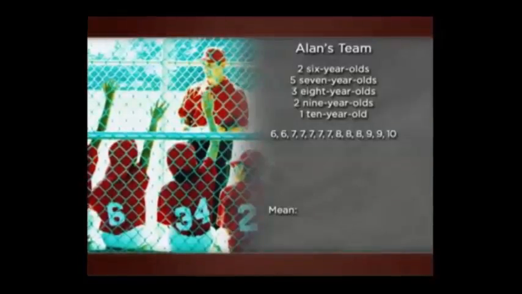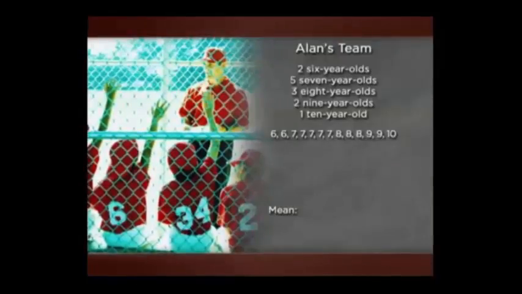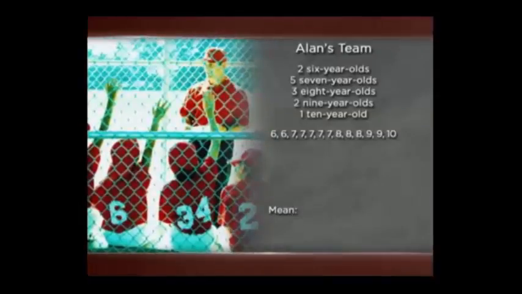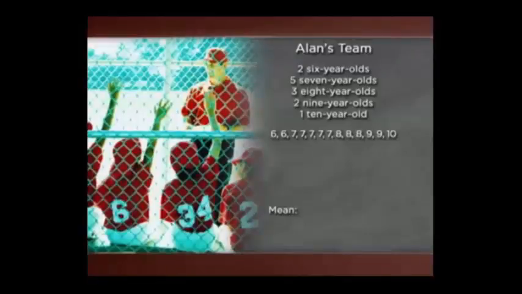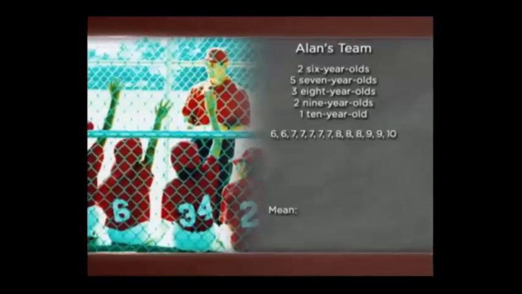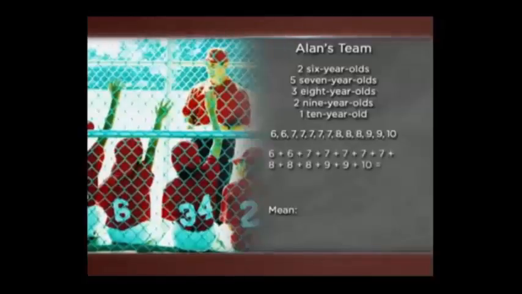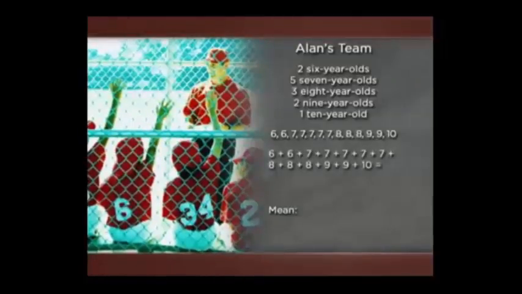Remember, there were 2 6-year-olds, so I'm going to have a 6 and a 6 in my list. And there were 5 7-year-olds, so I need to have a 7, a 7, a 7, a 7, and another 7 in my list, and so on. And that means my list actually has these 13 numbers in it, and from there I can start doing the statistical calculations. Let's start with the mean. To find the mean, I have to add all 13 of those numbers together and then divide by 13, because there are 13 numbers in the list.